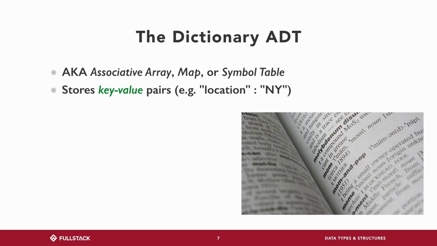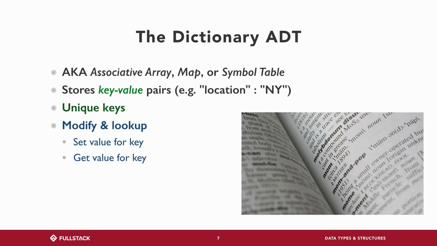Dictionaries have a couple of properties that make them interesting. Each key in the dictionary is going to be unique. For example, you could store multiple definitions for the same word, but you wouldn't have the same word twice. You can also modify and look up the values stored at those keys.